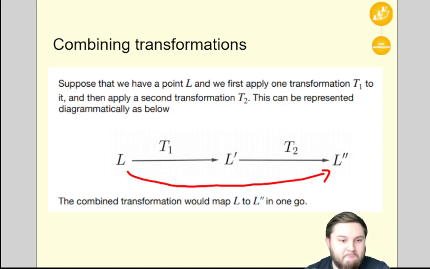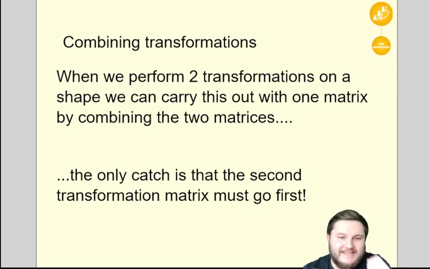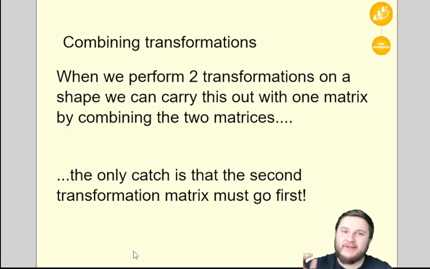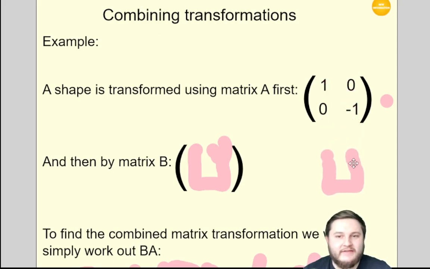Now when we perform two transformations on a shape, we can carry this out with one matrix followed by another matrix, and we can combine the two matrices together into one. The only catch is that the second transformation matrix goes first. Let me explain with an example. A shape is transformed using the matrix A. Let's say A is 1, 0, 0, minus 1. Some of you might know what the transformation for that is.